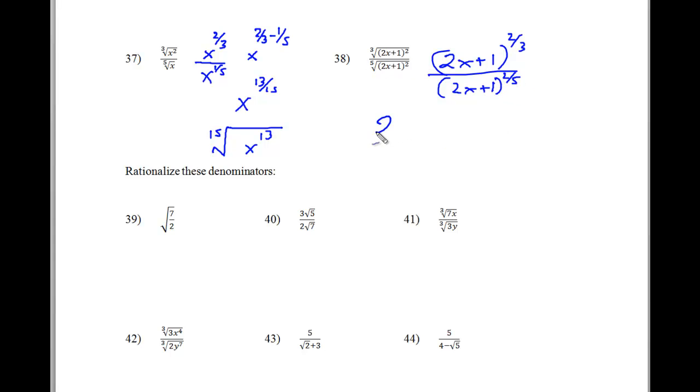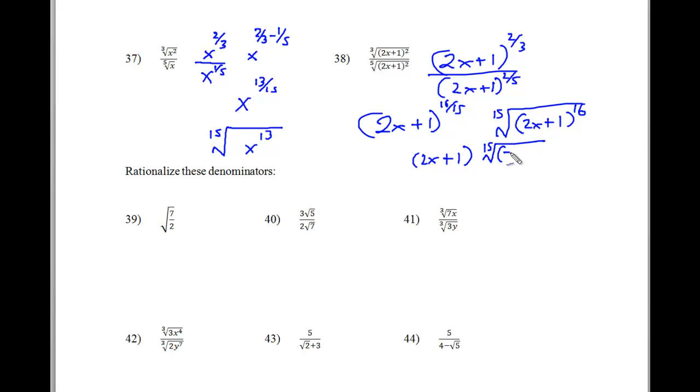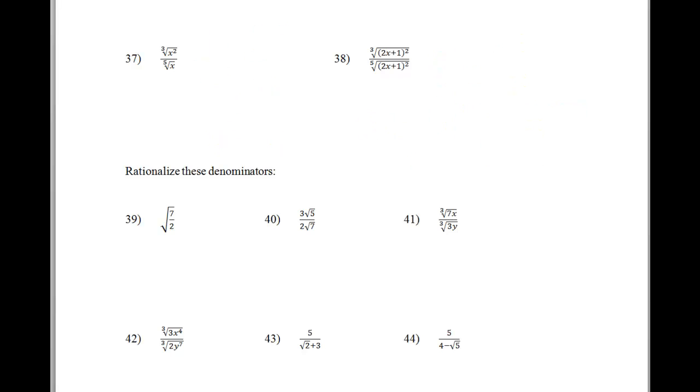I've got 2x plus 1 raised to the 16/15, which means I'm going to have this problem here, the 15th root of 2x plus 1 all raised to the 16th power. Now, one thing is that 15 goes into 16 once, so that's just going to give me a 2x plus 1. And then it's going to leave me with just one of these 2x plus 1s underneath the radical, like so. Whew. Alright. Now to finish up this worksheet, we're going to rationalize some denominators.